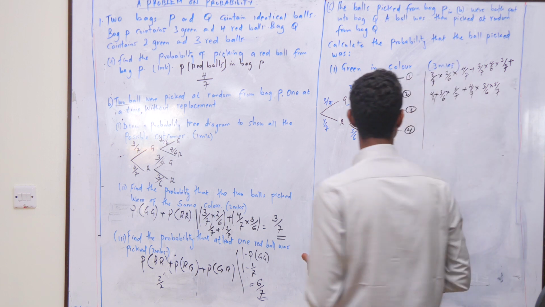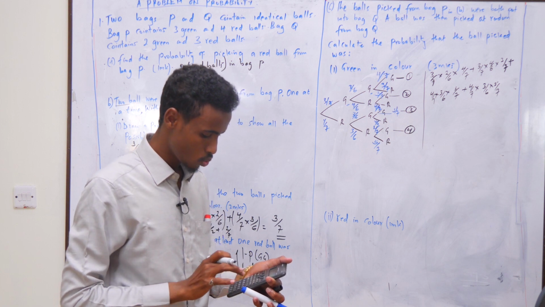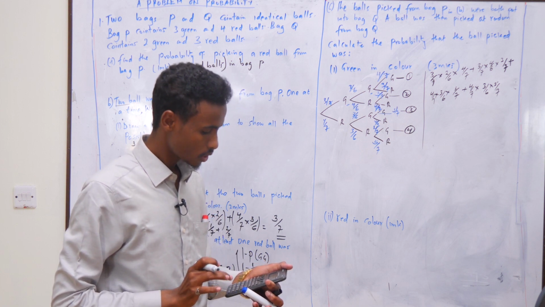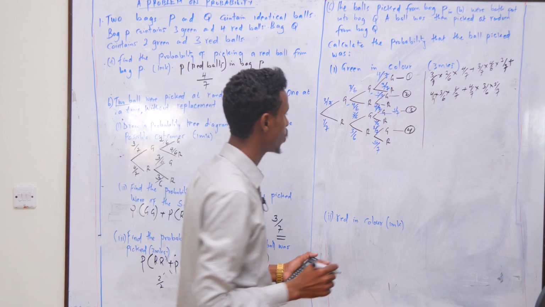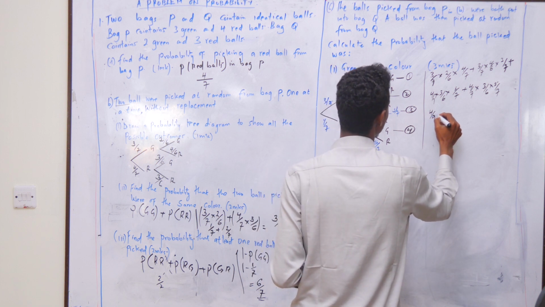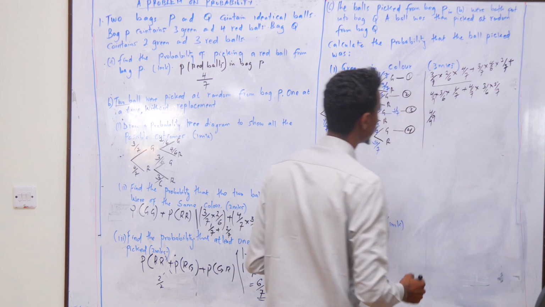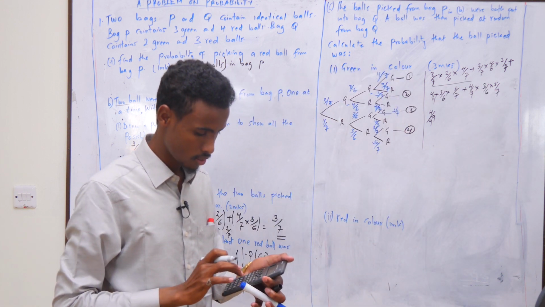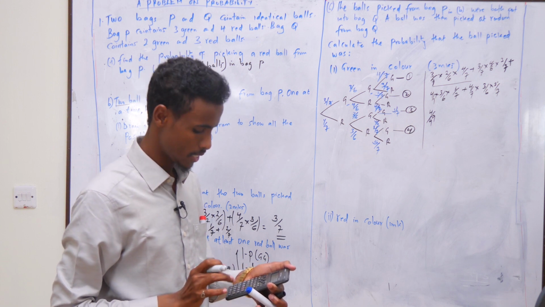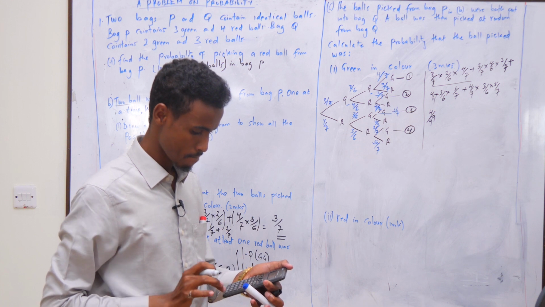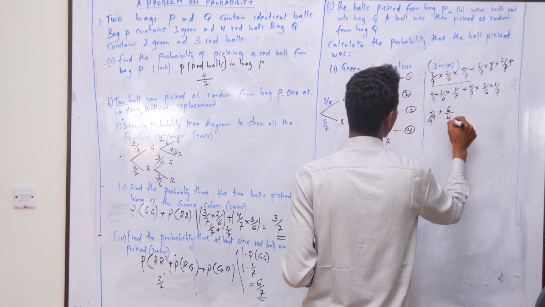Now let's look quickly at 3/7 times 2/6. 3 out of 7 times 2 out of 6 multiplied by 4 out of 7. This will give us 4 out of 49. 4 out of 49, the first one. We're done with this one. Now the second one, 3 out of 7 multiplied by 4 out of 6 multiplied by 3 out of 7. 6 out of 49 plus 6 out of 49.